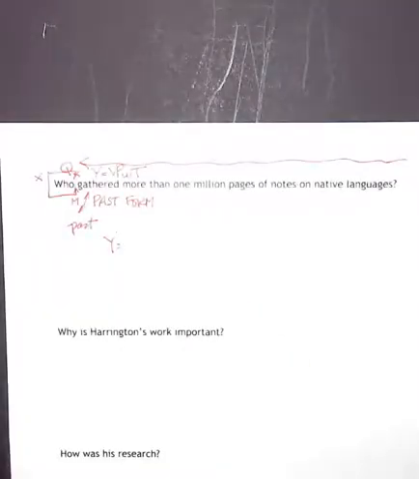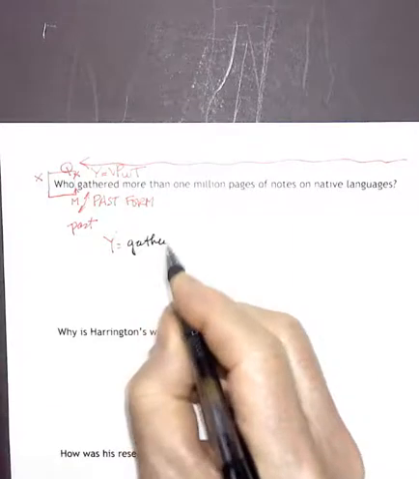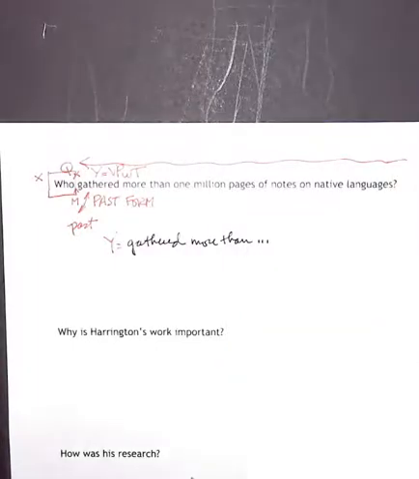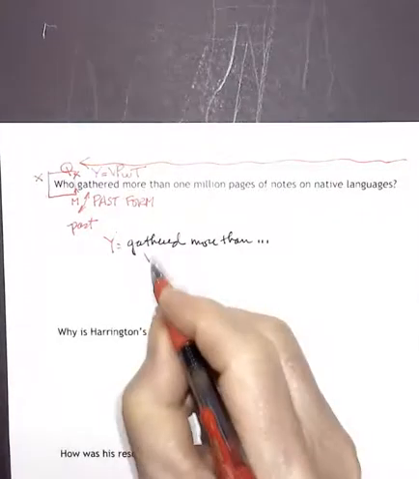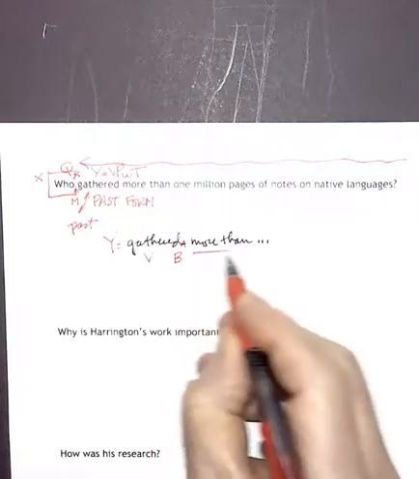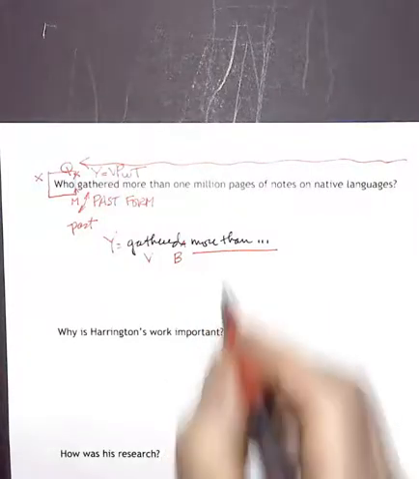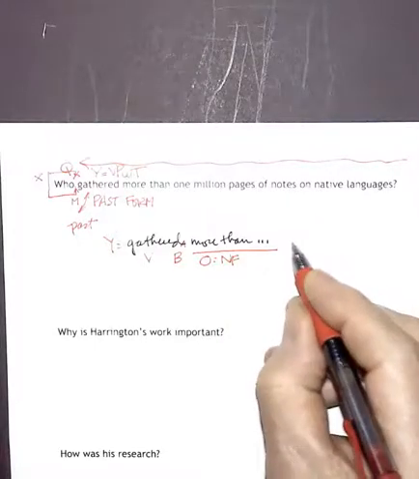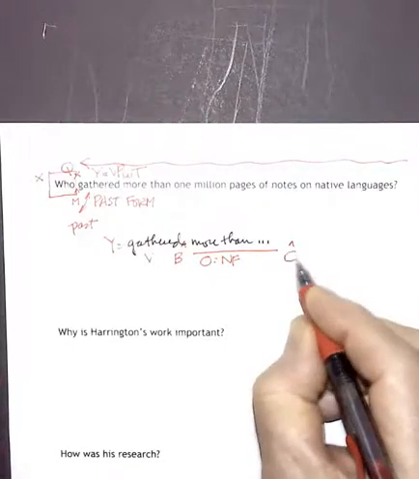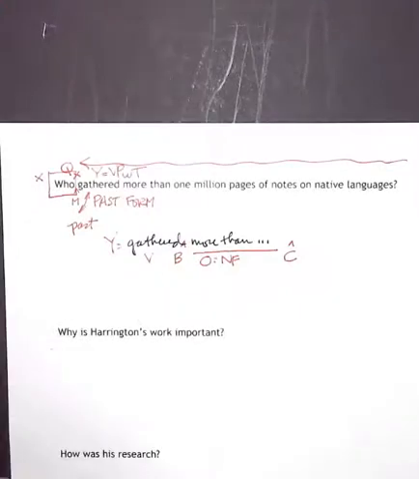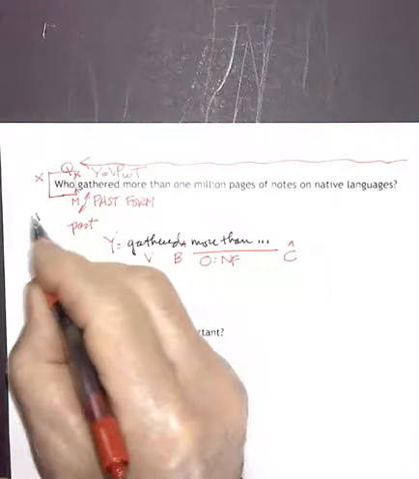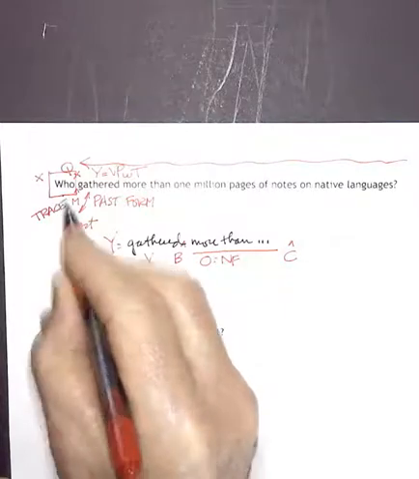Let's rewrite the Y. Gathered more than 1 million pages of notes on native languages. That's all one phrase. Gathered is the verb. There is no particle. More than 1 million pages of notes on native languages is the object. It's a noun phrase. And then the complement. Okay, so who gathered more than 1 million pages? Freeman gathered more. So the answer is actually in the subject place. That's where the trace is. Who expresses the subject?